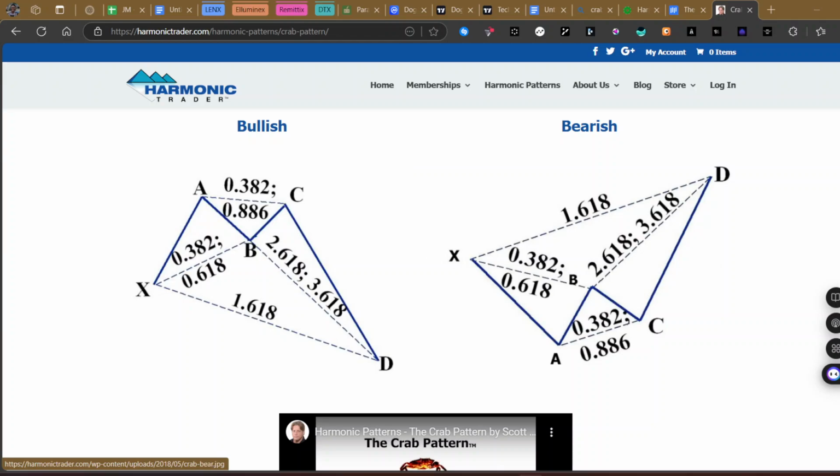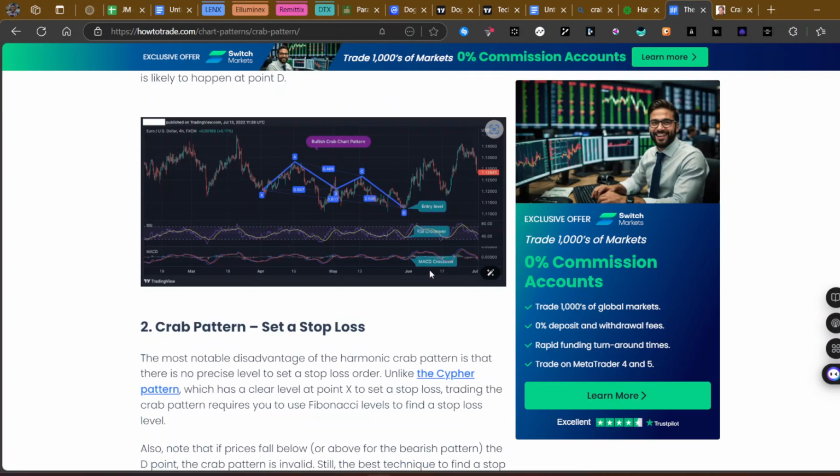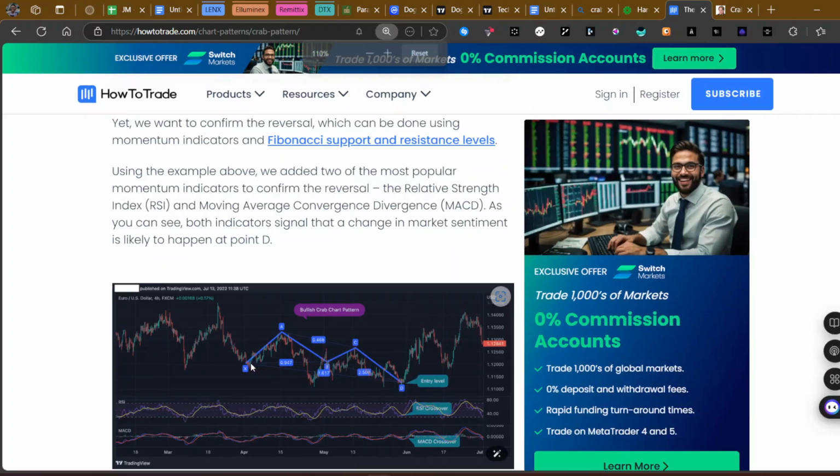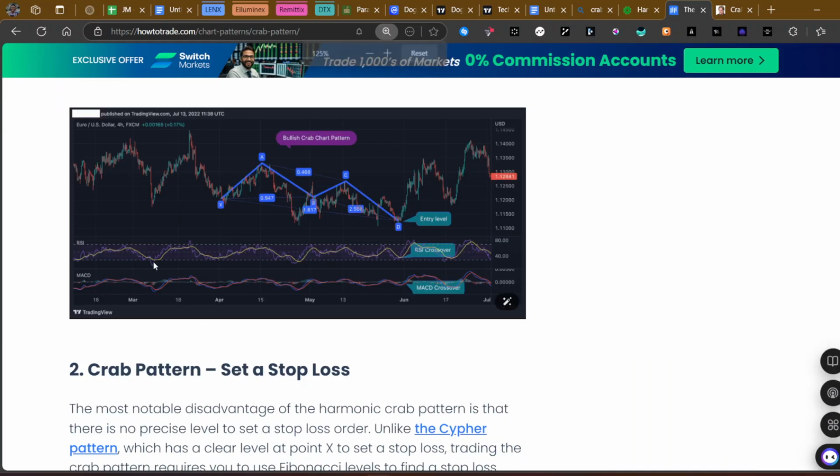Now, the crab pattern is a bit more complex than some other patterns, but that's what makes it so powerful. The pattern is characterized by deep retracements and precise price projections, making it one of the most accurate tools in technical analysis. You typically see the crab pattern form after a sharp move in the market.